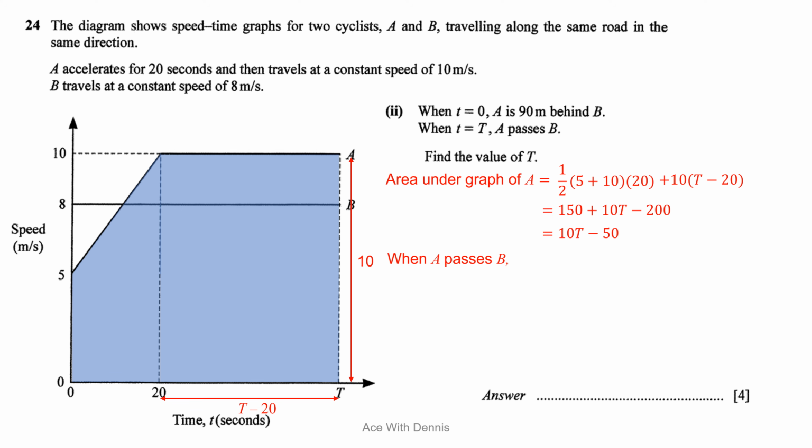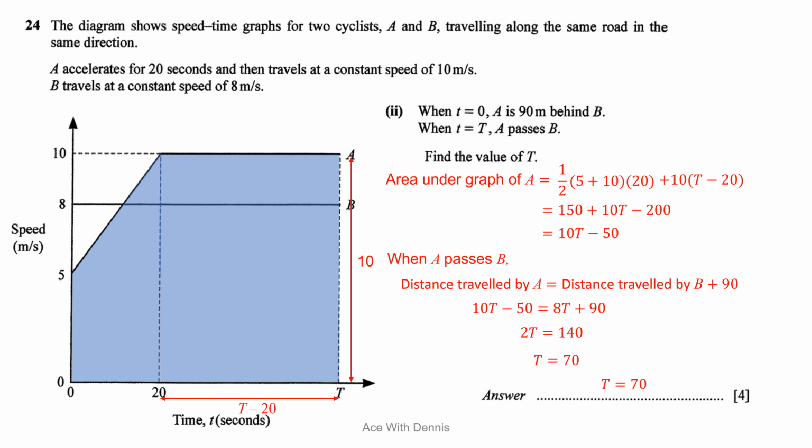When A passes B, the distance traveled by A will be equal to the distance traveled by B plus 90, since at the beginning A is 90 meters behind B. Which means that 10t minus 50 equals 8t plus 90. Then we solve this equation. 2t equals 140, t will be 70. Hence, the value of t is 70.